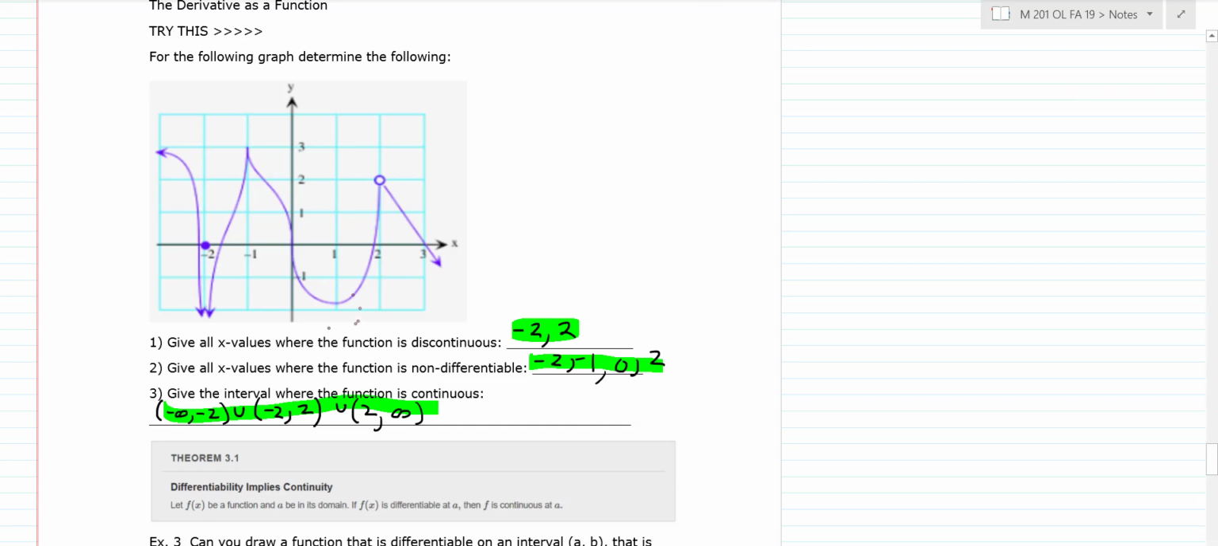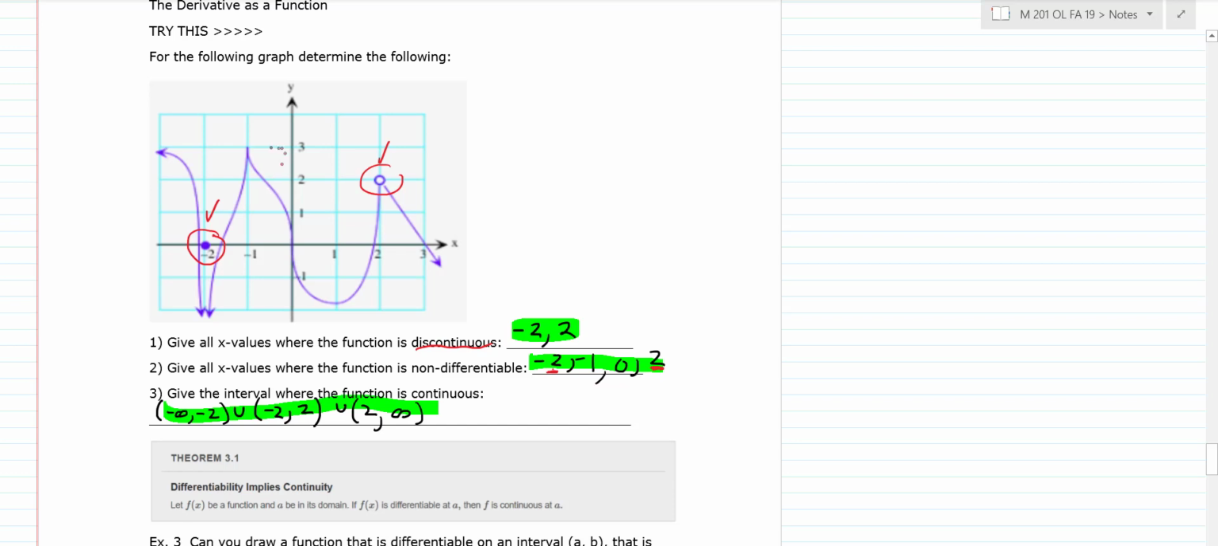There's only two places where it's discontinuous. There's only two breaks in the graph. You have a vertical asymptote, you have a hole. Everywhere else, it's smooth and connected. All right, non-differentiable is different. You're non-differentiable wherever there's a break. There's a break at negative 2, and there's a break at 2. So these two things here, those are places where there's a break in the graph.